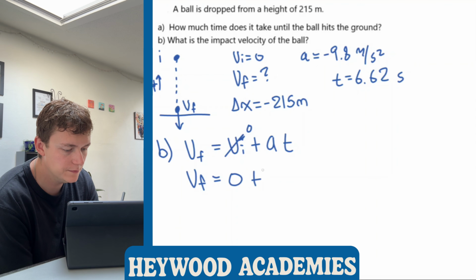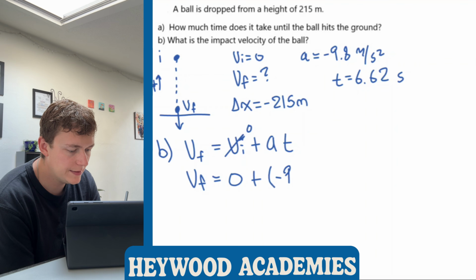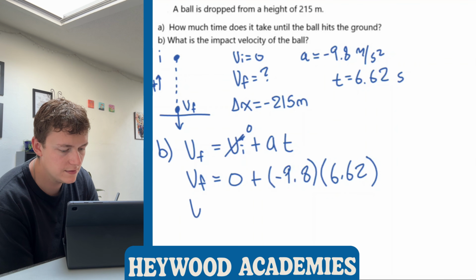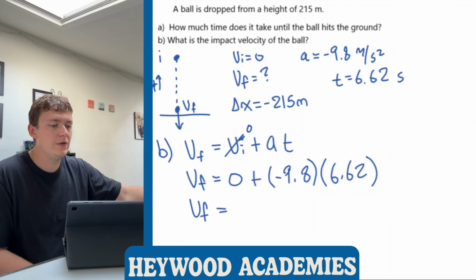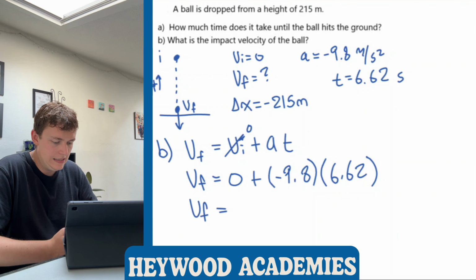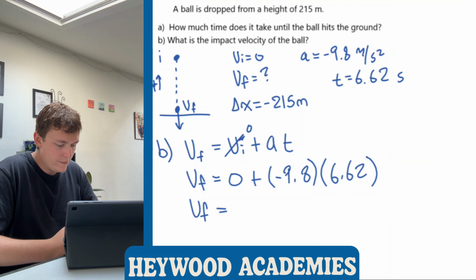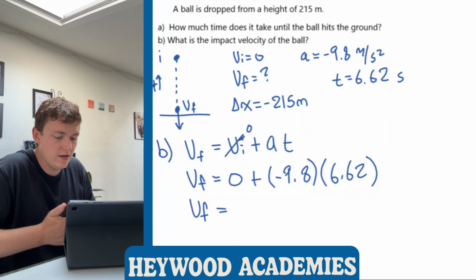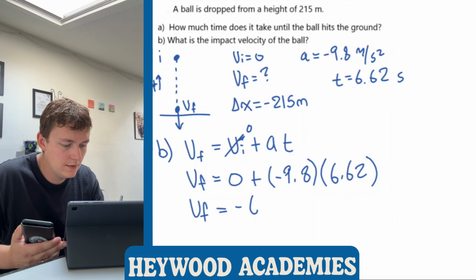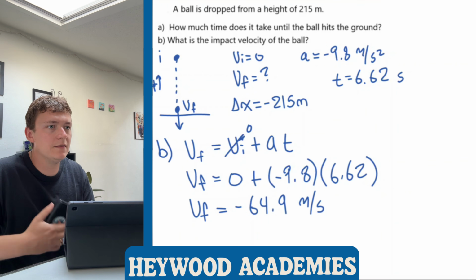So it'll be 0 plus negative 9.8, 6.62 seconds. And we can plug that in to get our final velocity. This is going to come out as a negative number, which again should make sense because it is going down. Negative 64.9 meters per second.